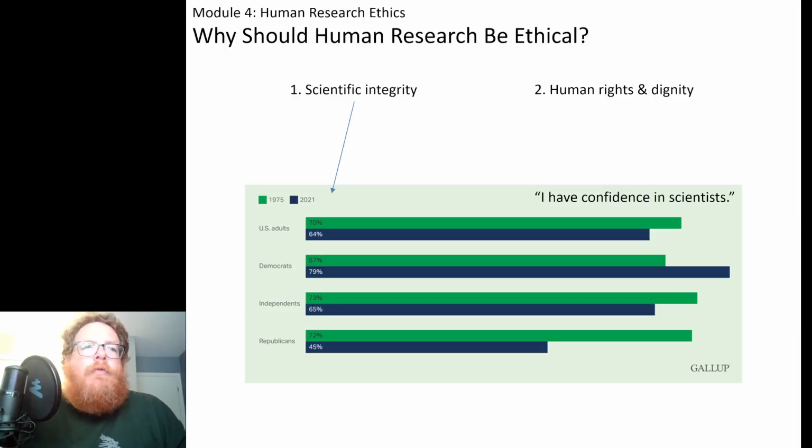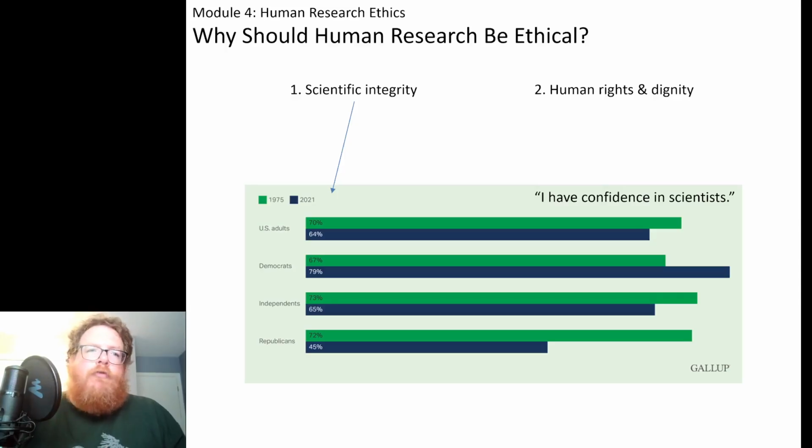And it turns out that if you go back to 1975, 70% of US adults said they had confidence in scientists, and it was pretty consistent across the different political groups. But in 2021, which admittedly was in the midst of the COVID-19 pandemic, so that may be skewing things a bit, the percentage of US adults who had confidence in scientists had dropped down to 64%, and it had especially dropped within Republicans.